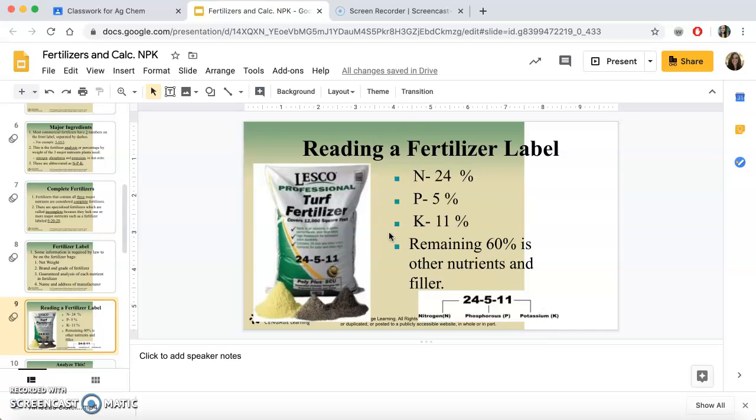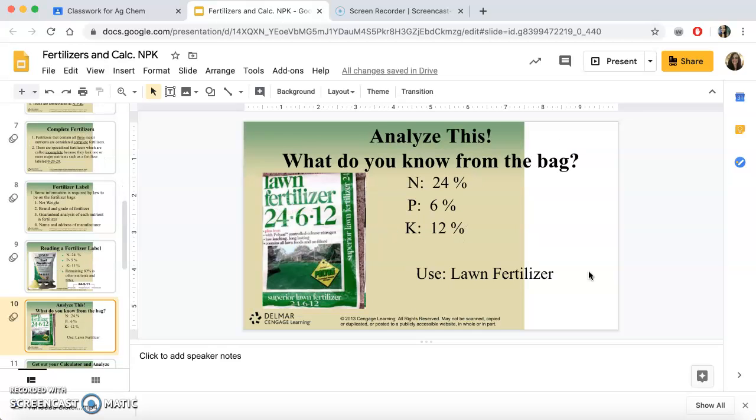So this is really just the percentage. Now you'll notice all of these numbers combined, it's not 100%. Fertilizers will contain other nutrients and filler like micronutrients, those types of things, just like you read in the article before. Those things can also be found in fertilizer as well. So although it doesn't equal 100%, the other remaining 60% is other nutrients and fillers, and 40% is NPK. Let's take a look at another example. Here we have a lawn fertilizer. We know, again, by the numbers on the front, it's 24% nitrogen, 6% phosphorus, and 12% potassium.